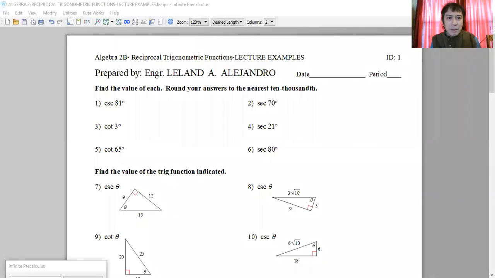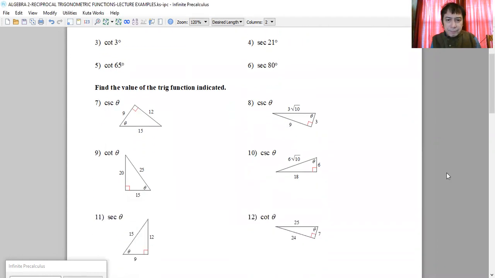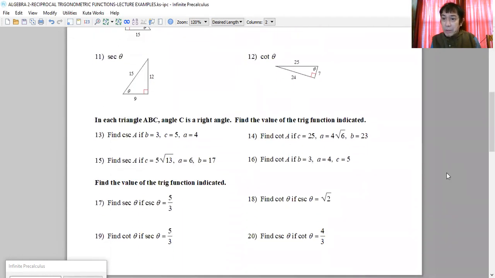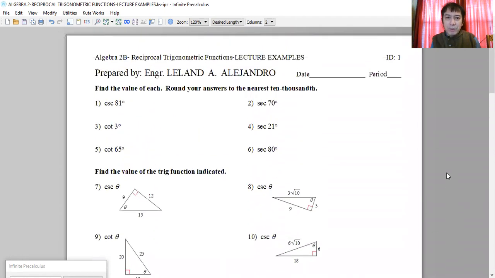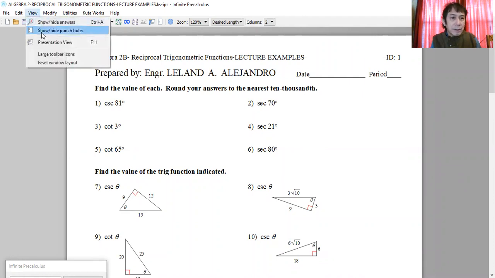We're going to see the problem set in the other screen. So let us check. Okay, this is the problem set for reciprocal trigonometric functions. There will be 20 numbers. Yes, 20 numbers. We're going to solve each one by one per screen. Let's see the first one.